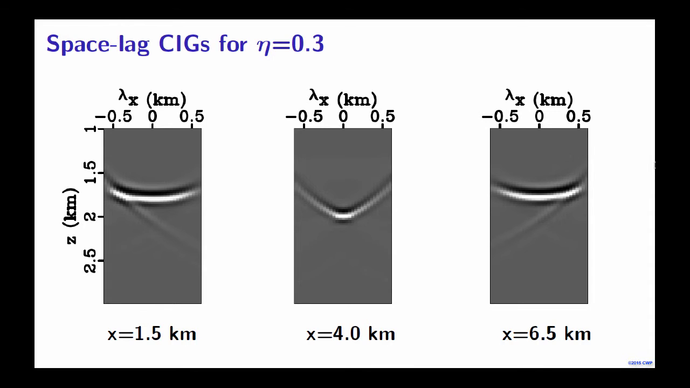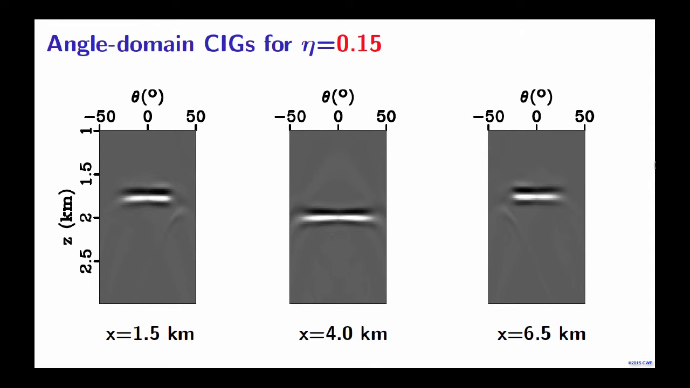And the same story here for the overstated value of eta equal to 0.3, except for the fact that events curve up. But essentially, again, a V-shape for the horizontal part, and for dipping segments, we have something stronger. And let's have a look at the angle domain common image gathers. These are for the actual model, and they're flat. These are for understated eta equal to 0, and we can see the same here.